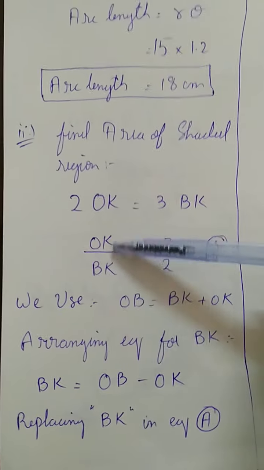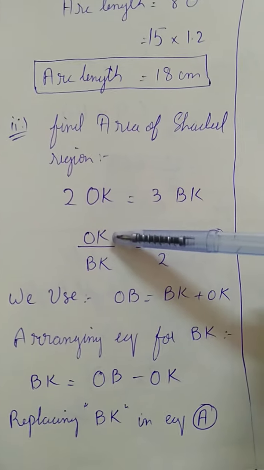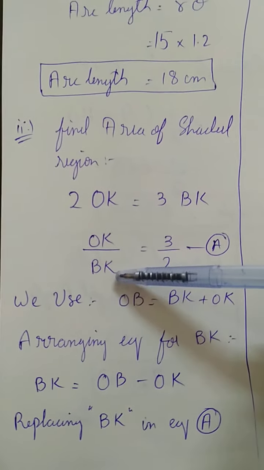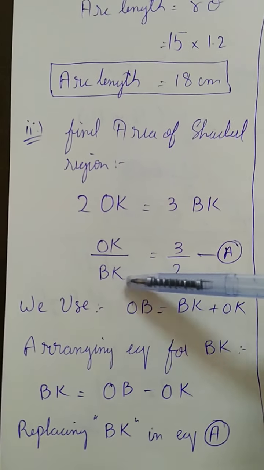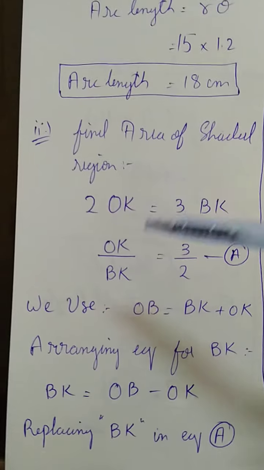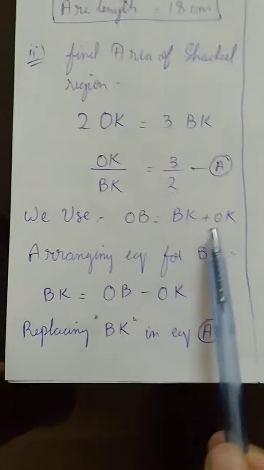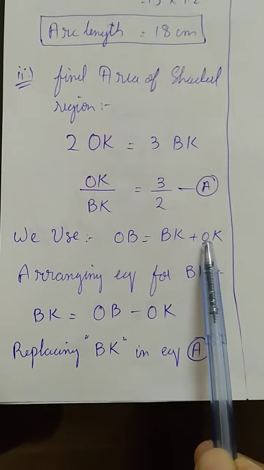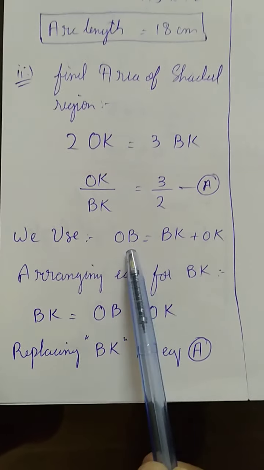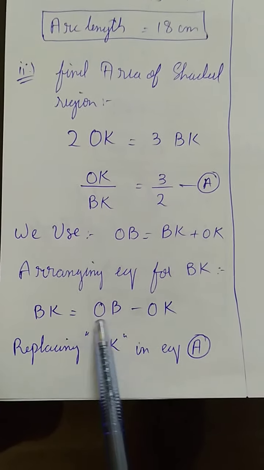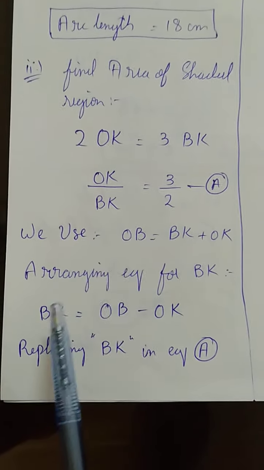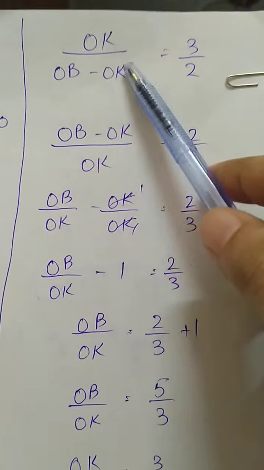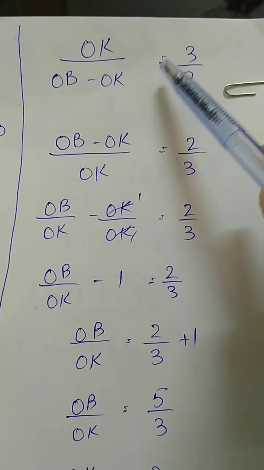Now in this, if we look closely at this fraction, OK is the length that we require, and BK is still unknown, so we cannot put any value of BK. We have to replace it with some values which we know. So I am replacing it here. We are using this relation, and after rearranging, plus OK will be minus OK. So OB minus OK equals BK, BK equals OB minus OK. Now I will replace this BK in the equation with BK equals OB minus OK. So I have done it here. Now we will use this relation: OK over OB minus OK equals 3/2.